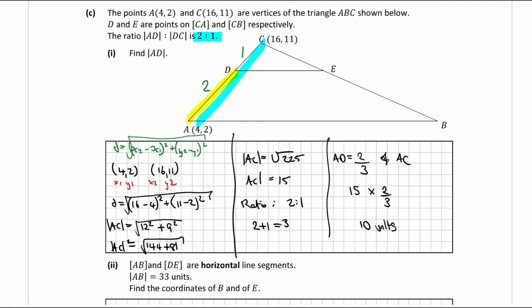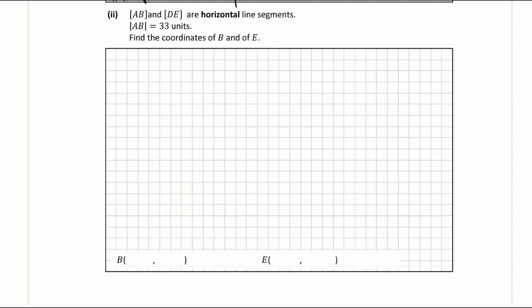Coming down now to part 2 of part C. So AB and DE are horizontal line segments. AB is 33 units in length. Find the coordinates of B and E. So what I'm going to do here is use knowledge of similar triangles. So let's sketch out what we know. So we have the smaller triangle CDE. So that's the smaller triangle, and let's fill in what we know.